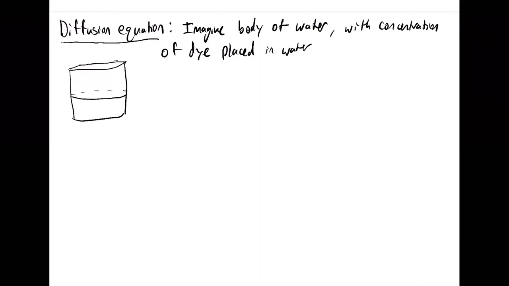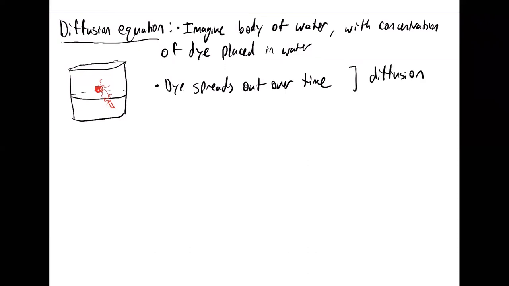Right, so maybe there's some body of water here, and imagine I have some concentration of dye which has been placed in the middle, and as time evolves, the dye sort of spreads out like that, right? So dye spreads out over time. This phenomenon is what is typically referred to as diffusion. The dye is diffusing throughout the water. And so we're going to derive a partial differential equation that describes this phenomenon.